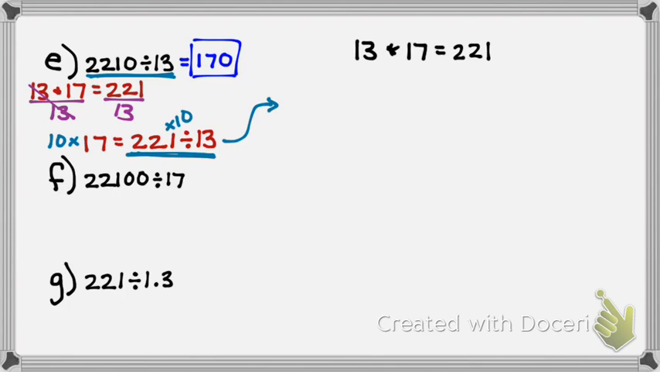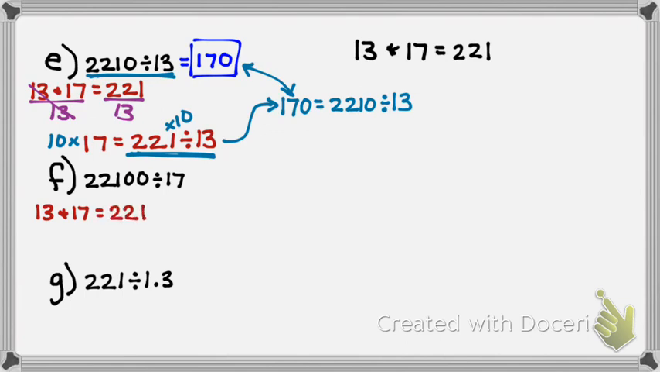So I would have 170 equals 2,210 divided by 13. So that's how I got that without using my calculator. I want to try to apply almost the same reasoning to part F. So on part F, I'm still starting with the same fact. 13 times 17 equals 221.